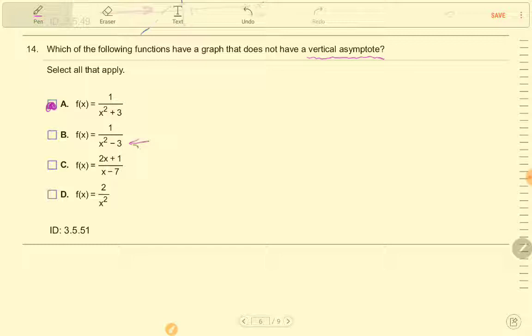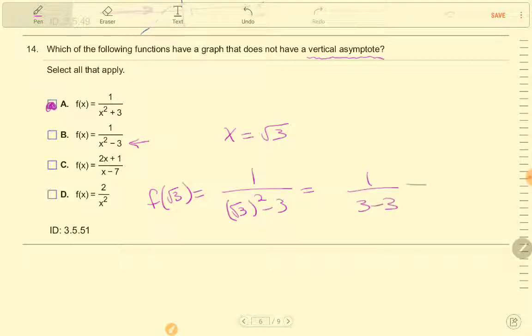And this one can definitely have a vertical asymptote because if we let x be the square root of 3 and you plug that into the function, f of the square root of 3 would be 1 over the square root of 3 quantity squared, which simplifies to 1 over 3 minus 3, which is undefined. So that means you have a vertical asymptote at x equals the square root of 3. So can't choose B there.